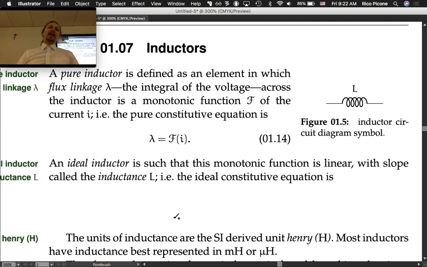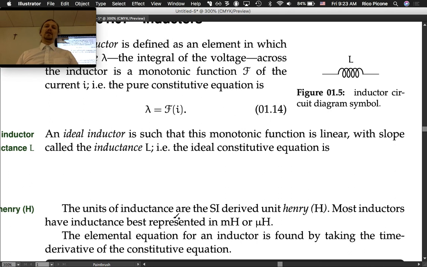An ideal inductor is the kind that we like because they're analytically easy to deal with and we can predict what they're going to do easily. An ideal inductor is such that this monotonic function is linear with slope called the inductance L. In other words, the constitutive equation is, make sure I don't give you the wrong one, lambda equals Li. So the flux linkage is proportional to the current.